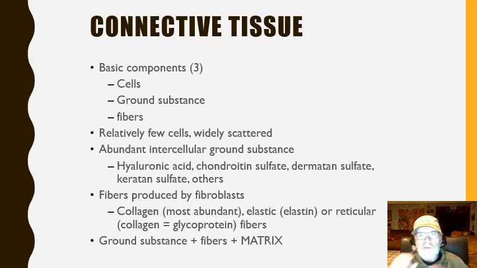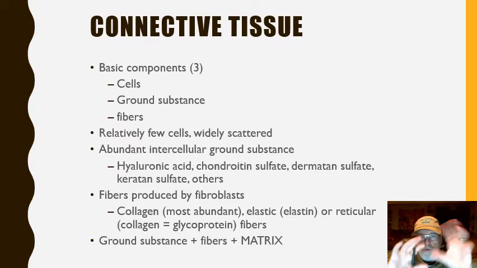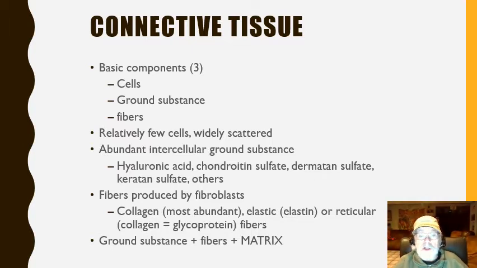We have a lot fewer cells and a lot of what we call matrix, okay? And these cells are scattered around through this matrix. This matrix is what makes the different types of connective tissue, okay? So basically we have cells, which are part of this whole system, but we have a lot of what's called ground substance and fibers.